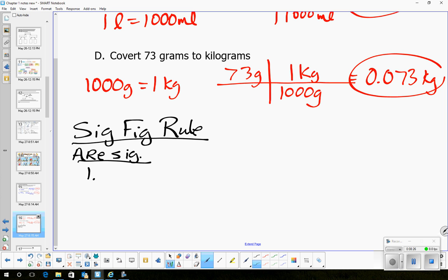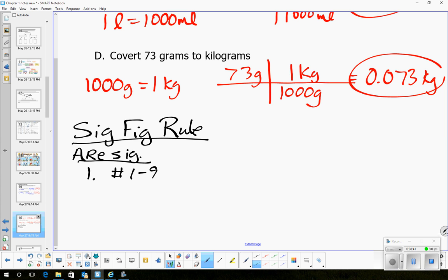Numbers 1 through 9. So 1 page back from where we were just doing our calculations, there's a little bit of space on the right-hand side next to a table. Okay? Sorry, I didn't put these in. I should have put them in, but I didn't. So numbers 1 through 9 are always significant, anytime I see them.